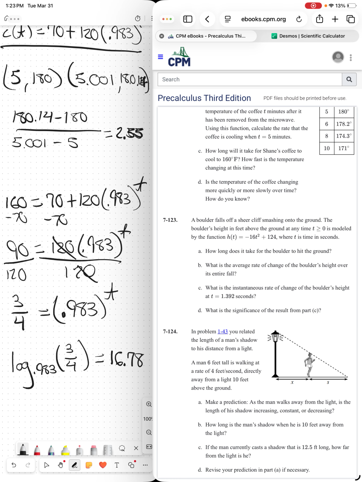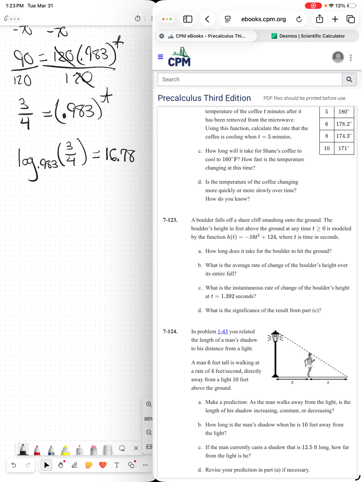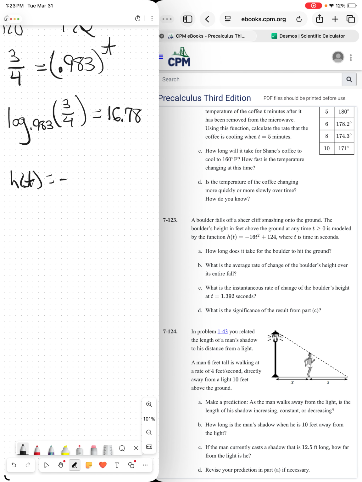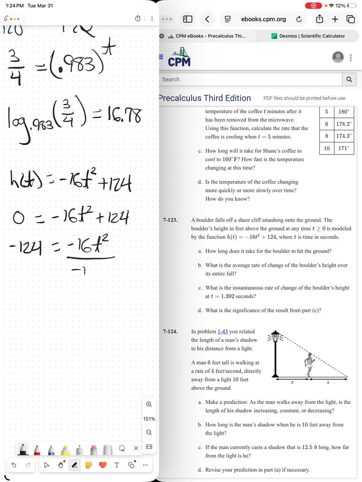Okay, 123, a boulder falls off a sheer cliff to the ground, where time t equals 0, is modeled by the function. So we have height is negative 16t squared plus 124. How long does it take the boulder to hit the ground? Well, if we want height to equal 0, right? And we're solving for that. So negative 124 divided by negative 16.